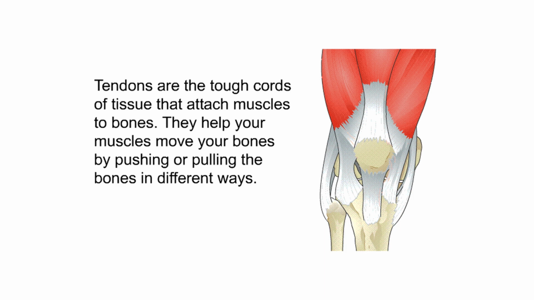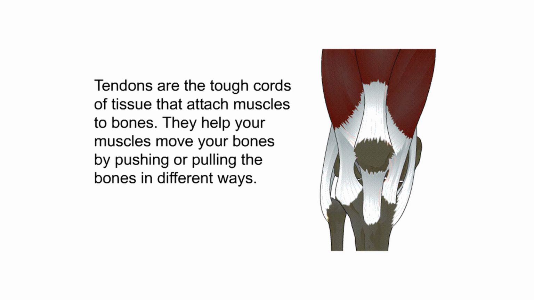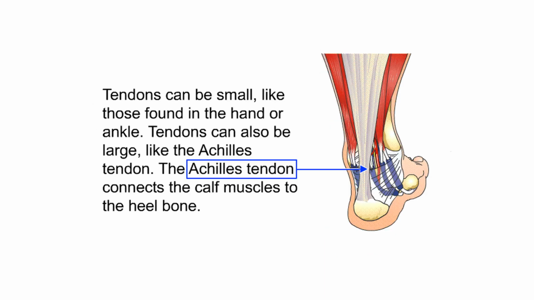Tendons are the tough cords of tissue that attach muscles to bones. They help your muscles move your bones by pushing or pulling the bones in different ways. Tendons can be small, like those found in the hand or ankle. Tendons can also be large, like the Achilles tendon. The Achilles tendon connects the calf muscles to the heel bone.